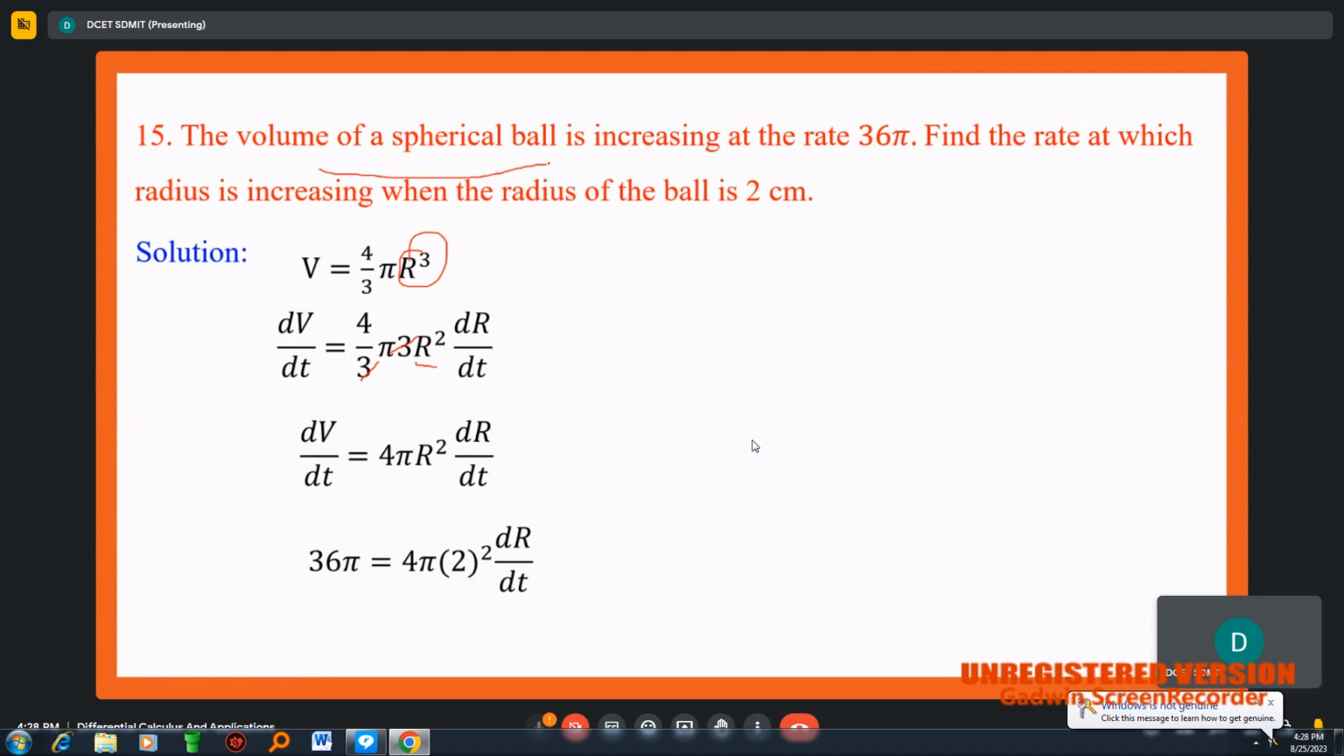Now, what is given here? Volume of a spherical ball is increasing at the rate 36 pi. That means dv by dt is given as 36 pi, which is equal to 4 into pi into r square, where r is 2, so 2 square, into dr by dt. Now simplify this. What we are getting, dr by dt is equal to 36 pi by 16 pi, which is nothing but 9 by 4 centimeter per second. This pi is cancelled. Now 4 fours are 16, 4 nines are 36, that is 9 by 4 centimeter per second.